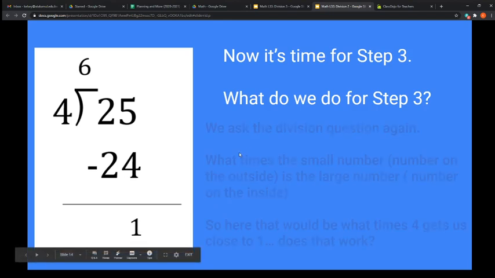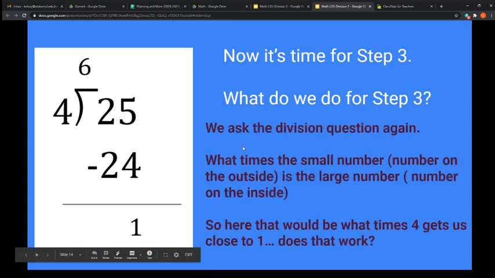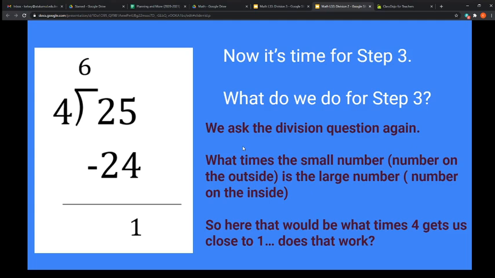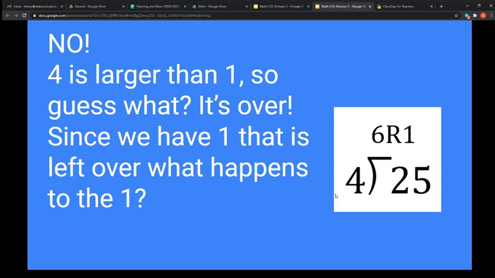Now it's time for step 3. We ask the division question again. What times the small number, or the number on the outside, gets us closest to the large number? So here that would be what times 4 gets us close to 1. But does that work? No. 4 is larger than 1, so guess what? It's over. Since we have 1 that is left over, what happens to the 1? It becomes the remainder.